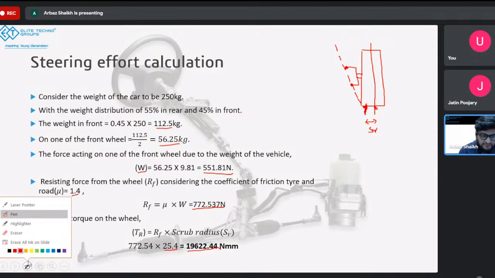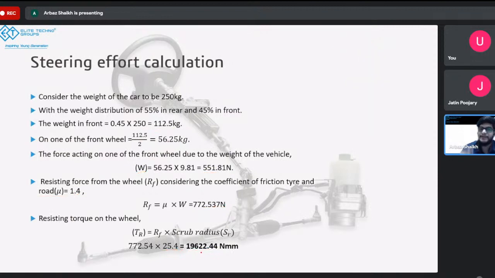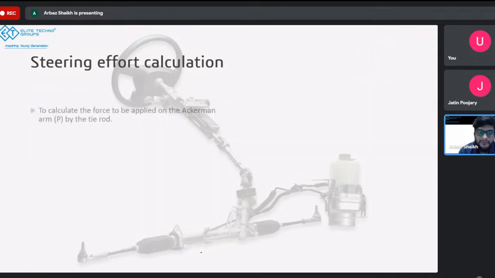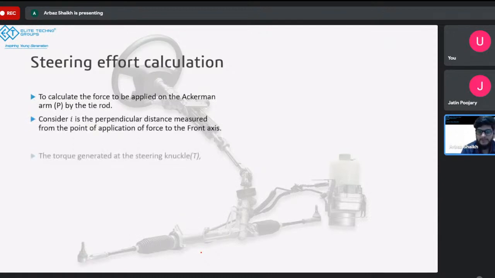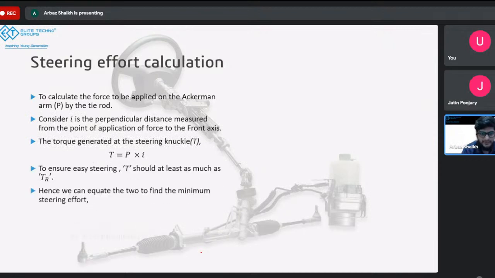Now moving on, we'll use this resisting torque to calculate the steering effort. We have seen it from the wheel side of view. Now coming from the human side of view.